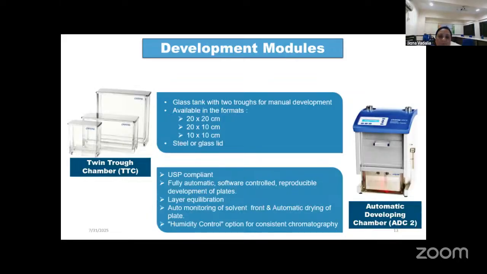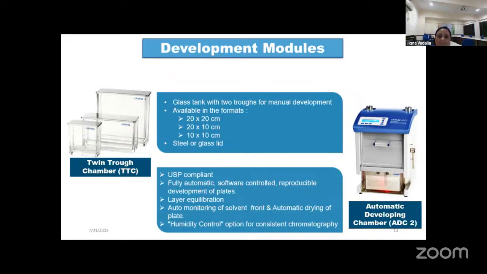We have this automatic developing chamber. What are the benefits of this automatic developing chamber? It is a USP compliant model. In this chamber, you can control the humidity, you can control the temperature. And there is an auto monitoring for the solvent front. If I have given that the solvent front should be 80%, then after the 80%, the plate will automatically come up and it will dry.